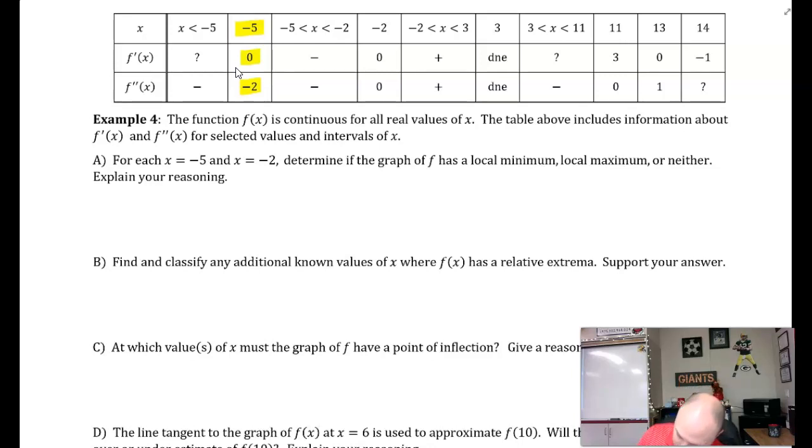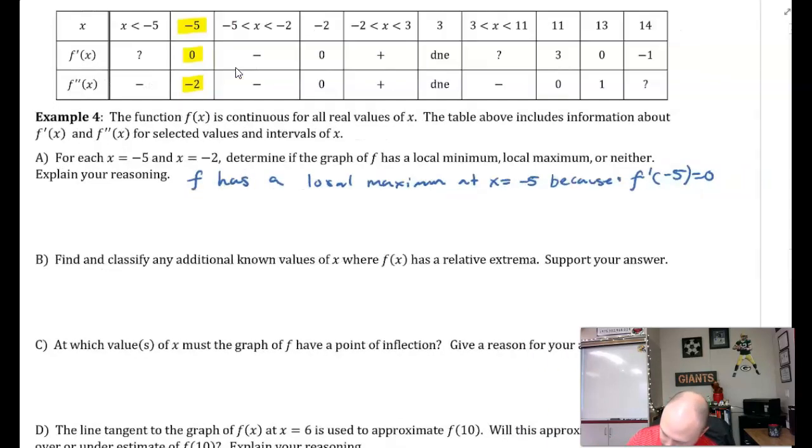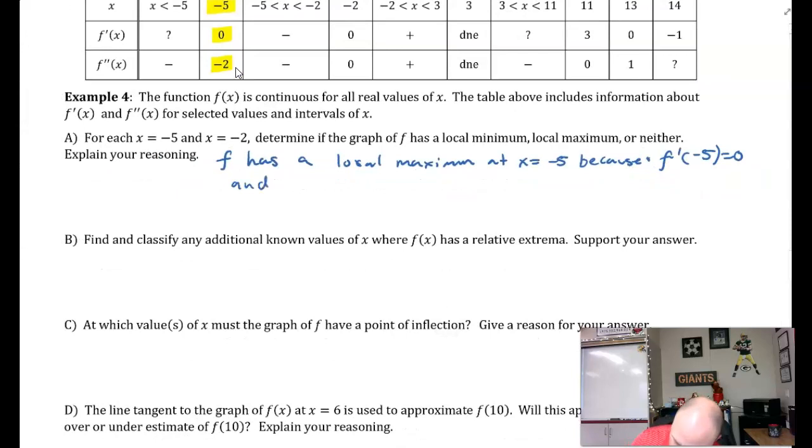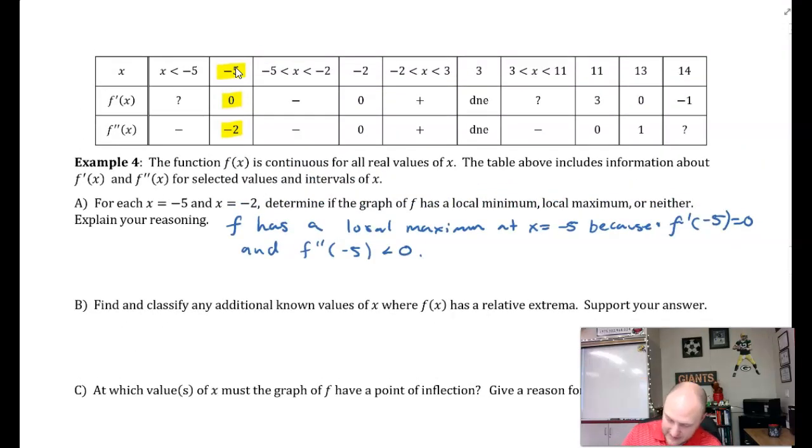So we'll summarize that. We'll say f has a local maximum at x equals -5 because f prime of -5 is 0 and f double prime of -5 is less than 0. Okay, now let's go ahead and look at -2.